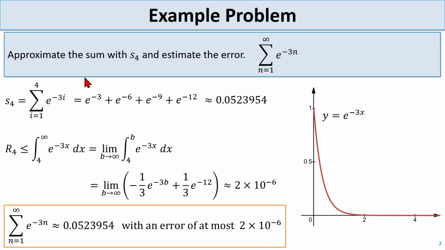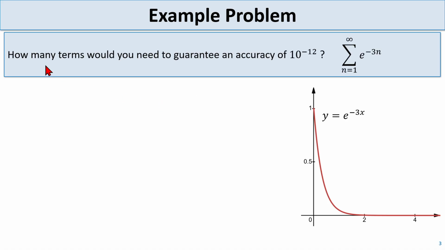There's another variation on this type of problem that we'll look at here. This time we're being told what the accuracy needs to be. It needs to be 10 to the negative 12. And then we're trying to figure out how many terms we need to include in our partial sum to get this accuracy. So maybe more symbolically, we're being told the maximum value of Rn, and we're trying to find the corresponding value of n.